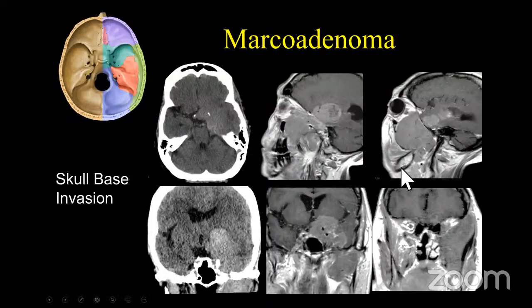And this is just another example, a very aggressive macroadenoma encasing the carotid artery, but lo and behold, this macroadenoma, believe it or not, extended to involve the infratemporal fossa. And in this one, this macroadenoma extended all the way intracranially. So you can have a lot of atypical appearances for the growth patterns of macroadenomas.